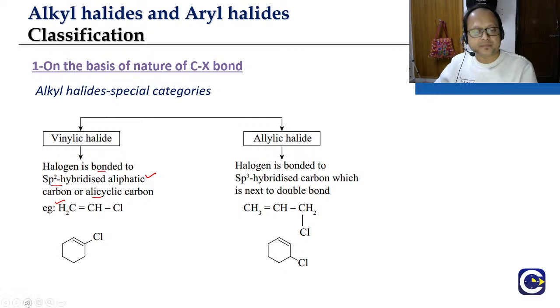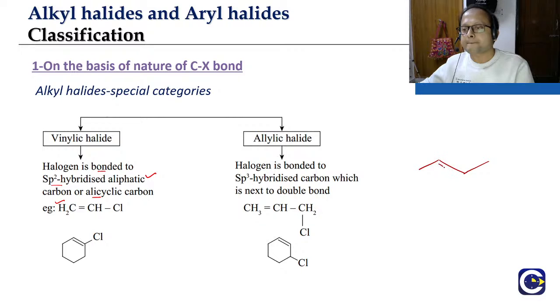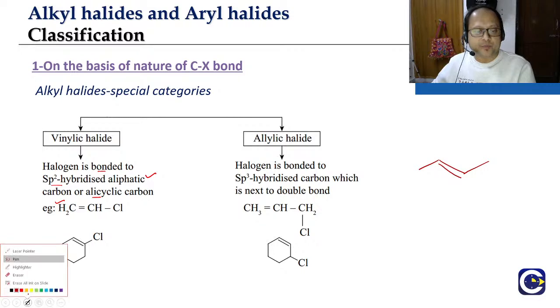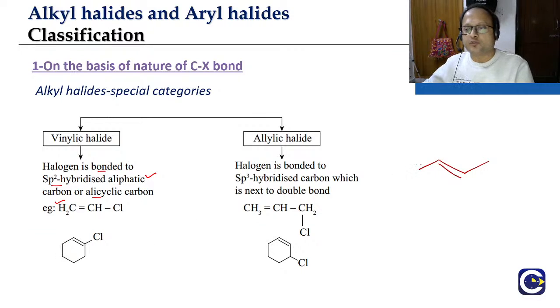For example, if I draw it like this, right? So this is like but-2-ene, and if I put my halogen, say a bromine, over here, right? So this is an aliphatic system. Since this bromine is present on a double bond, it is a vinylic halide. So this belongs to the category of vinylic halide, right? I hope this part is clear.